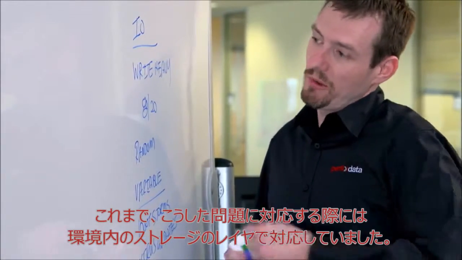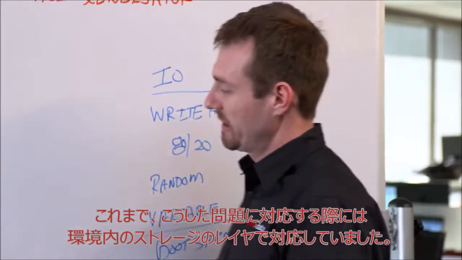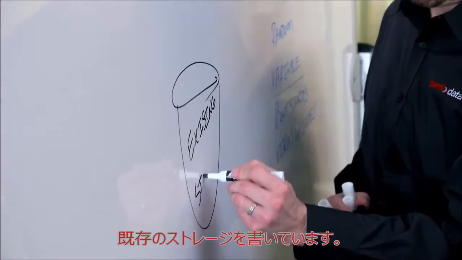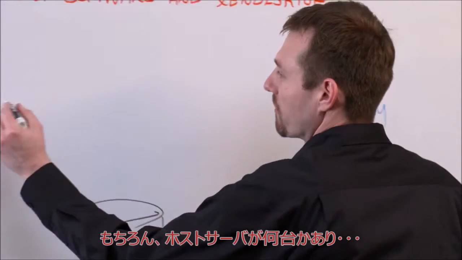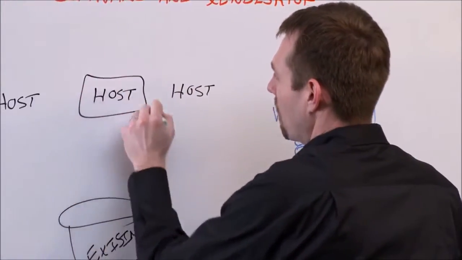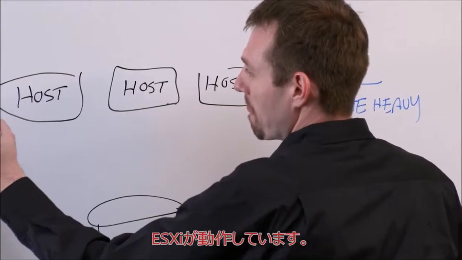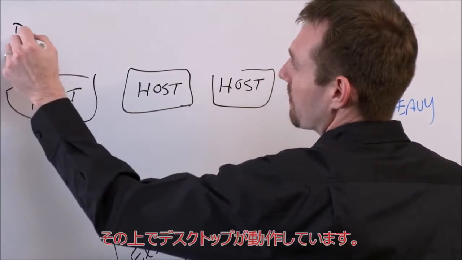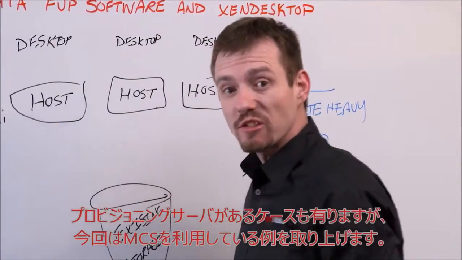Traditionally, when we talk about handling these things, we do so actually at the storage layer in the environment. So let's draw up existing storage. We also have, of course, our host servers. In this case, running ESXi. And then let's not forget our desktops. Now we also have our provisioning servers as well.